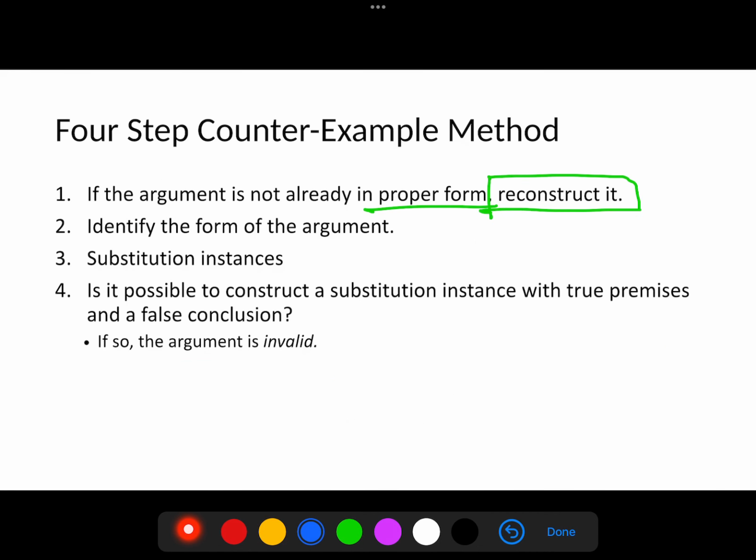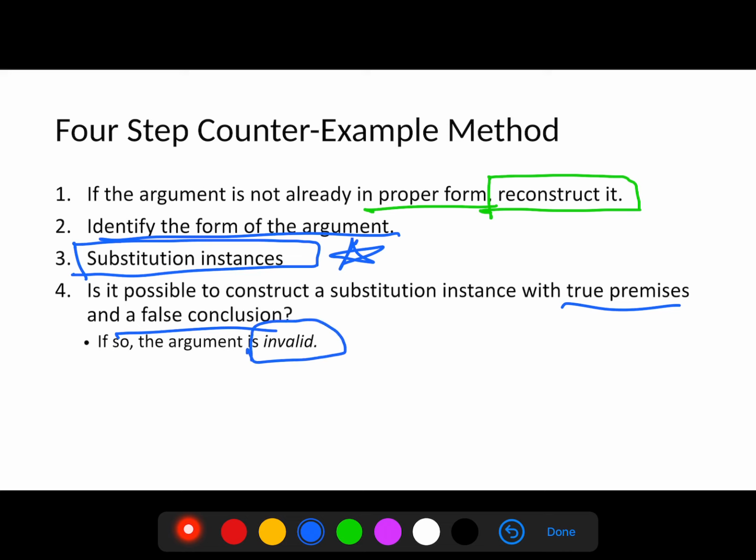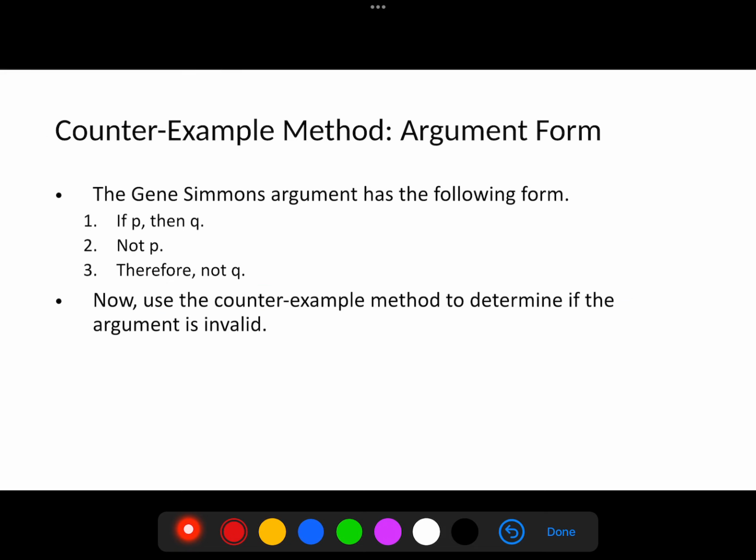So we've got the argument reconstructed, we've identified the form, and then the next thing we need to do, and this is where a good bit of work comes in, is coming up with our substitution instance. The reason that involves a lot of work is because we've got to determine whether it's possible to create a substitution instance with true premises and a false conclusion. If we are able to do that, then we know we've got an invalid argument.